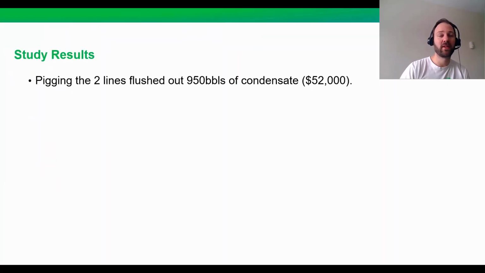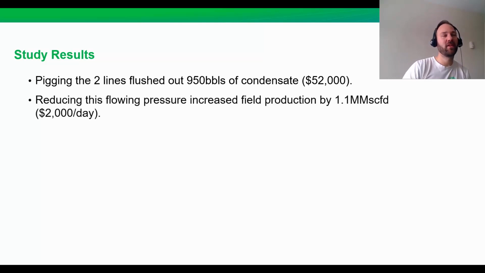So the result of this particular study is that it was decided to pig those two lines, and that flushed out about 1,000 barrels of condensate, which was worth about $52,000. And the benefit of dropping the line pressure by pigging those lines was increasing the total rate in the system by about 1 million cubic feet per day.